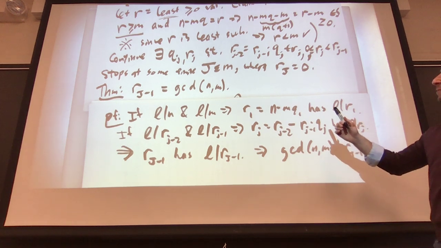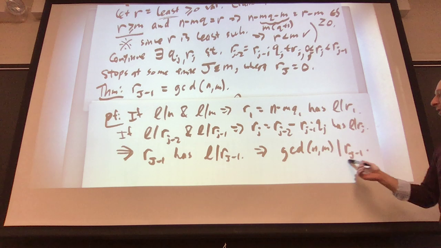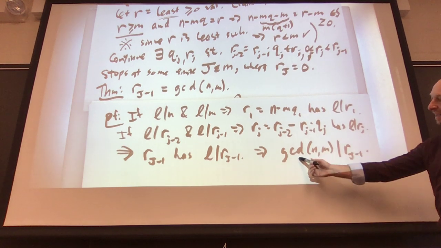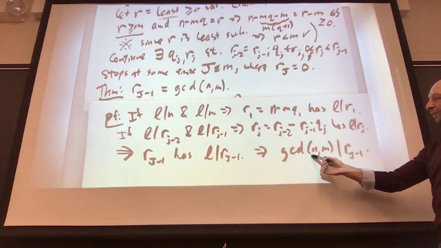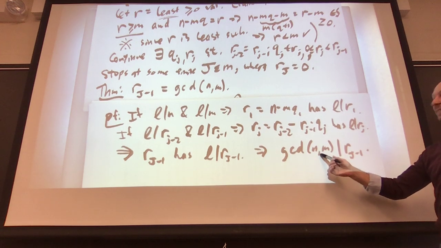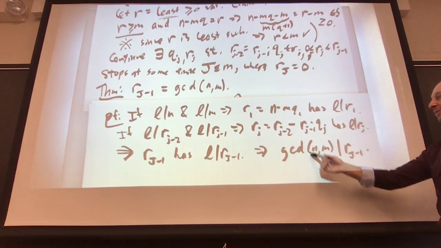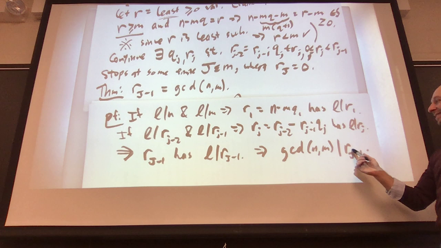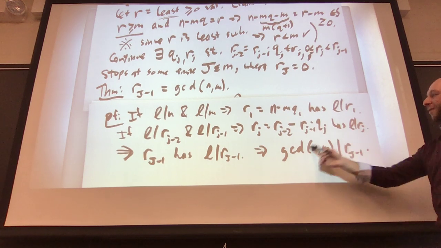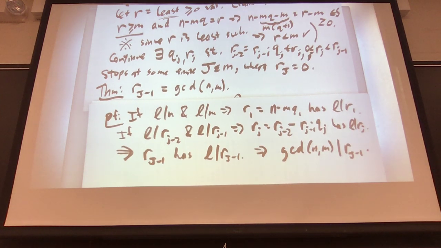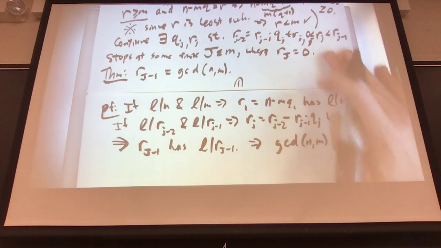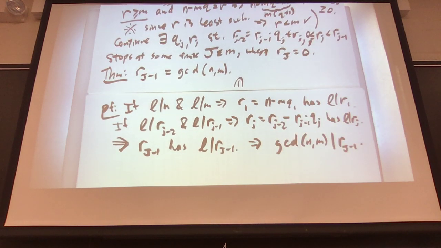Now let's look at what happens when it stops. So that's one direction. The other direction is we want to prove that r_(j-1) is itself a divisor of both n and m, and hence it divides the GCD. You'll see in a second. I mean, we saw the explicit example last time, so I'm hoping that the algebraic version of this is okay. Anybody lost? Be honest.